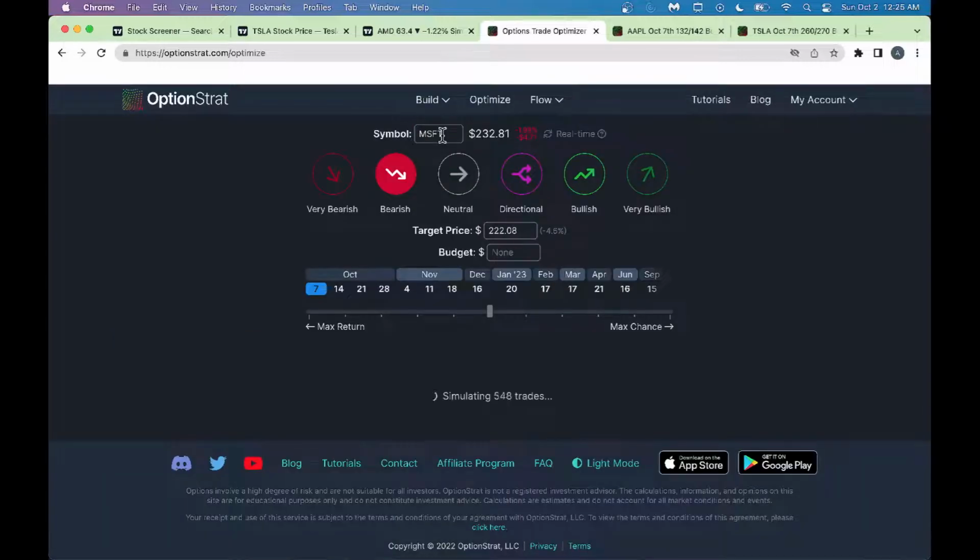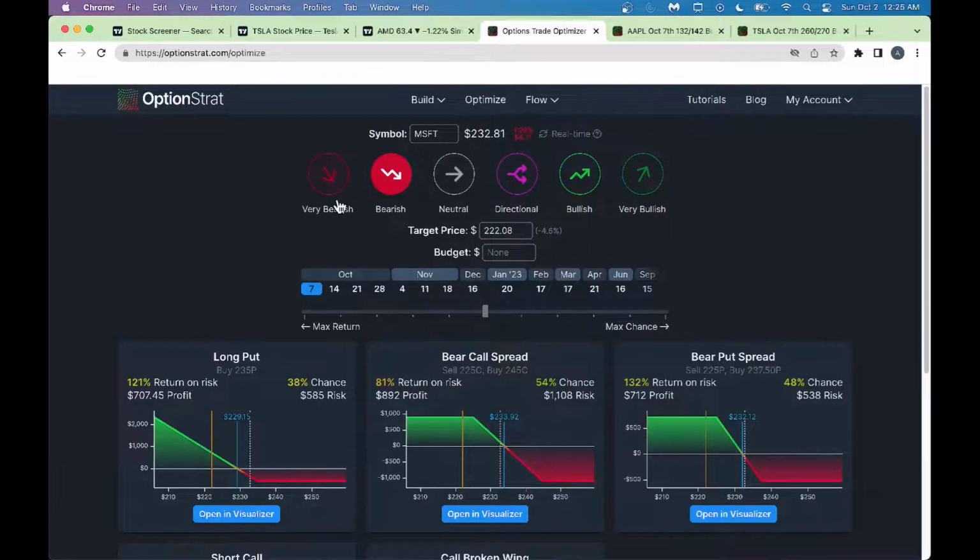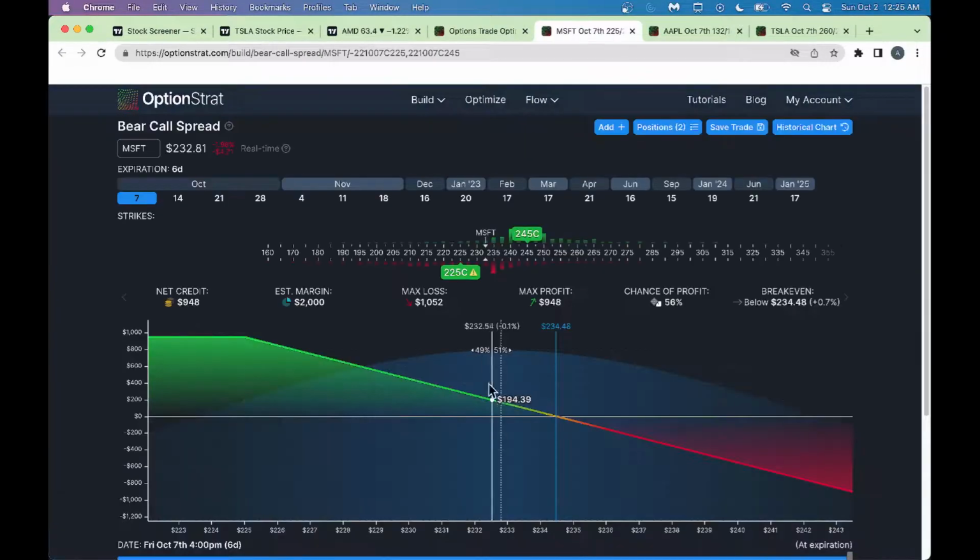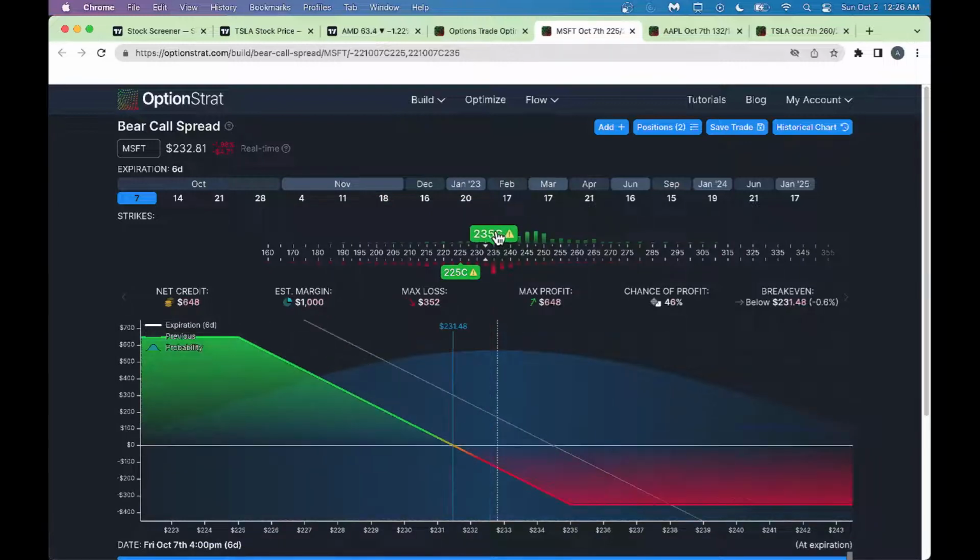With Microsoft, you could do the same thing. You could do either bearish or very bearish. Let's go with the bearish for now. You could do a bear call spread, my favorite strategy. And look, it already suggested 245 to 225 here. You don't want to be taking so wide a range here. You could do say 232 right now. You could do 235 and you could do 225. $10 wide spread here, as you can see.